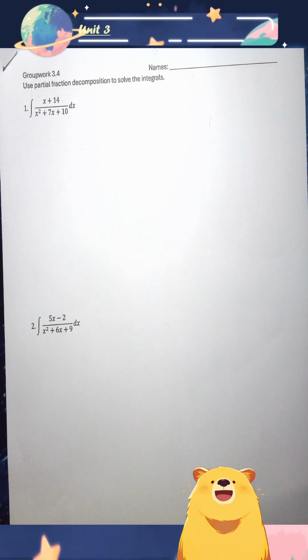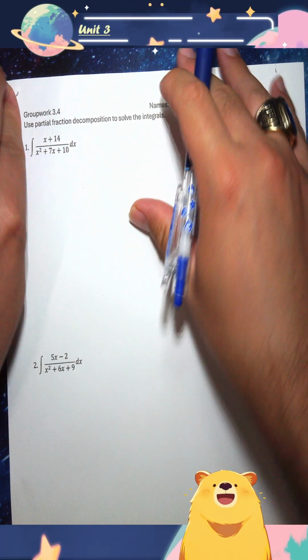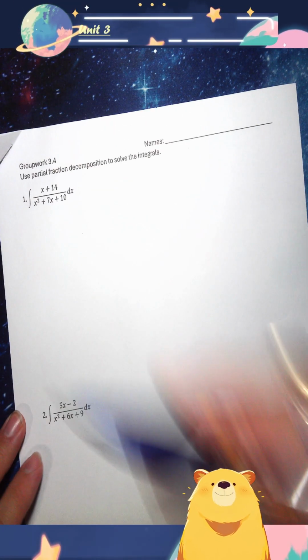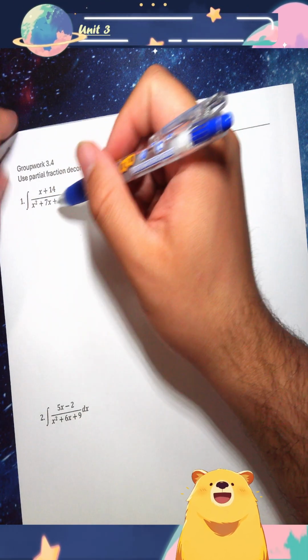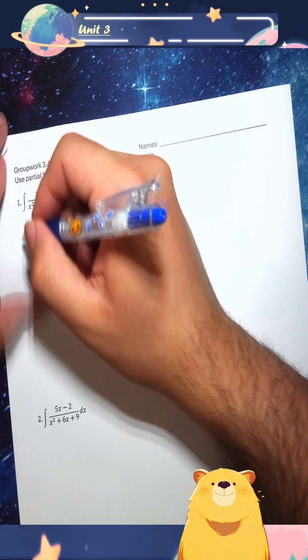Worksheet video. So we're going to start off with this first problem. It says use partial fraction decomposition to solve the integrals, which really is going to be a theme of all these problems, but let's go ahead and get into it. We have an issue where the bottom is not factored, so we have to manually factor the bottom.